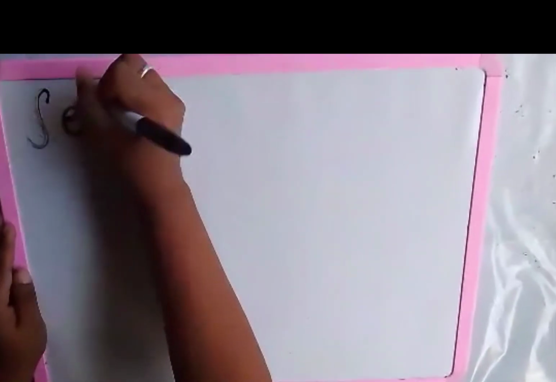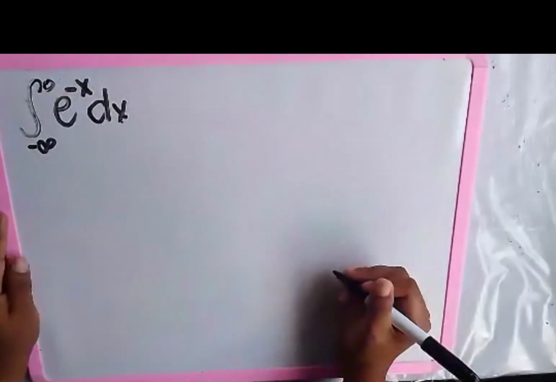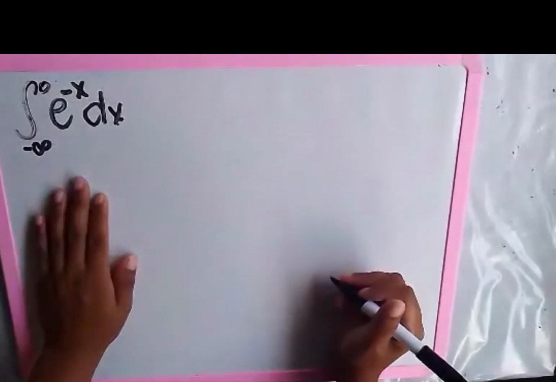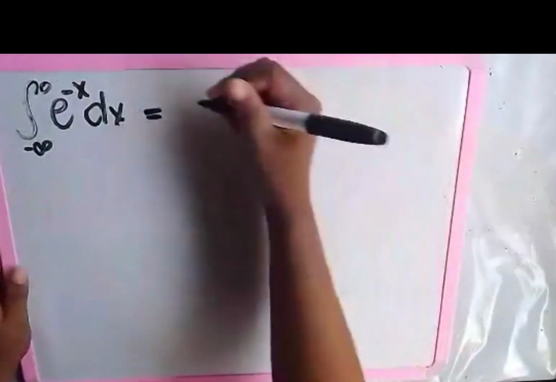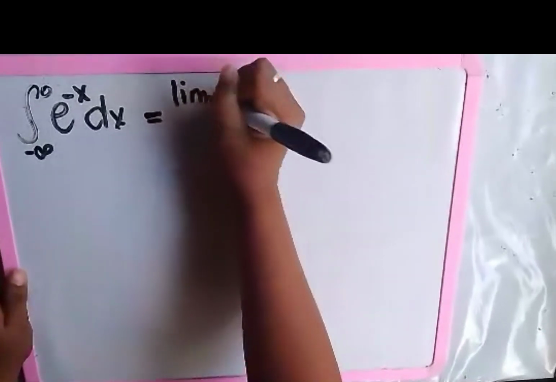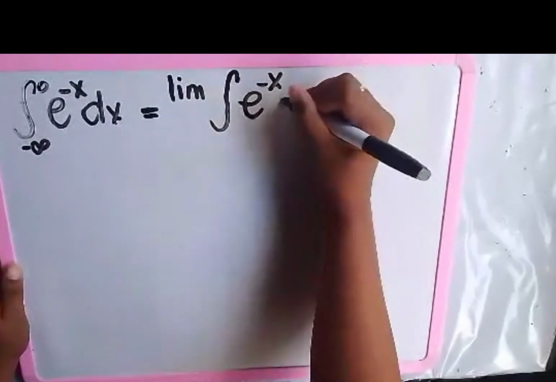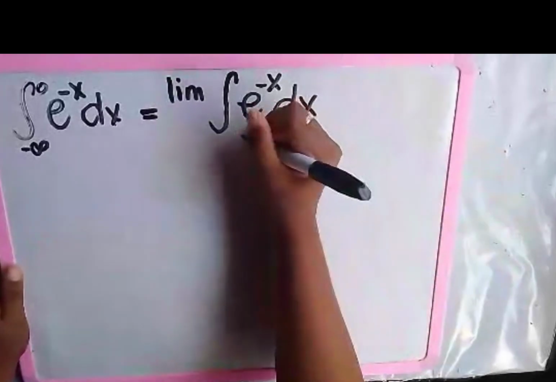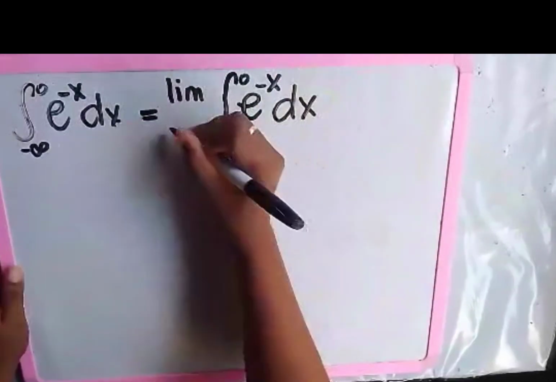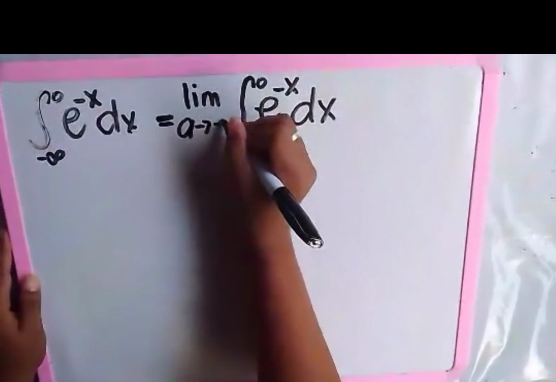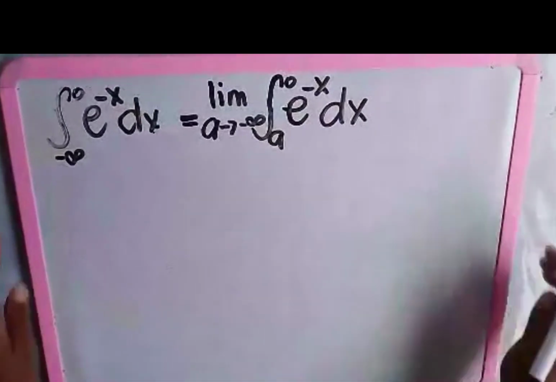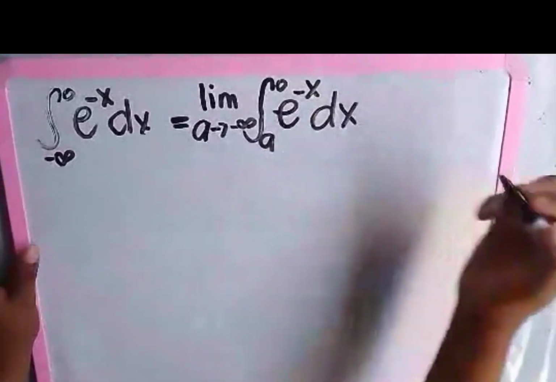Example, we have the integral of e raised to negative x dx from negative infinity to 0. First, we have to convert this integration to a limit. So, we have the limit of the integral of e raised to negative x dx from a to 0 as a approaches negative infinity. And then, let us integrate the given value.